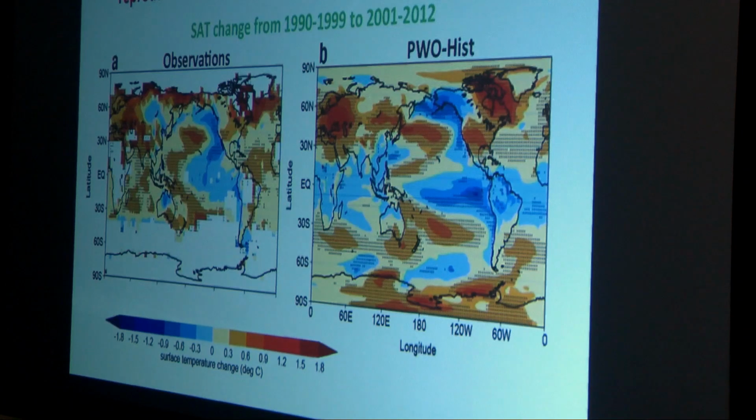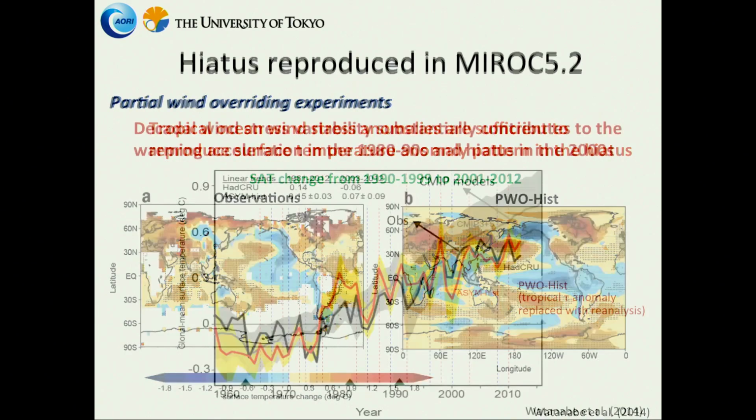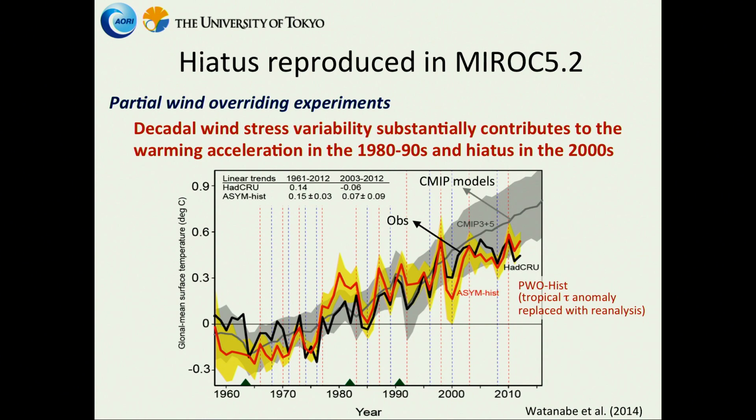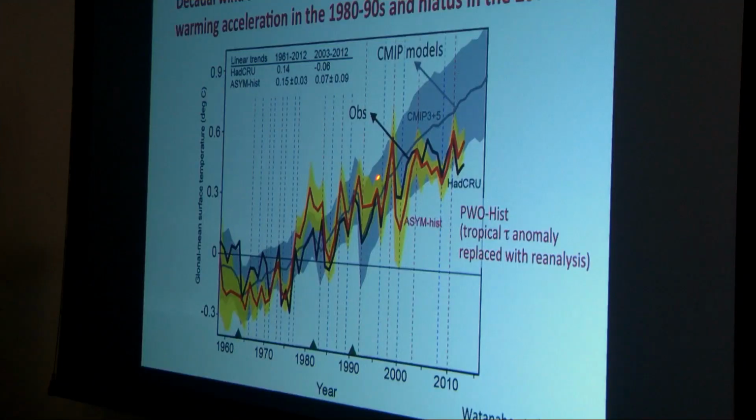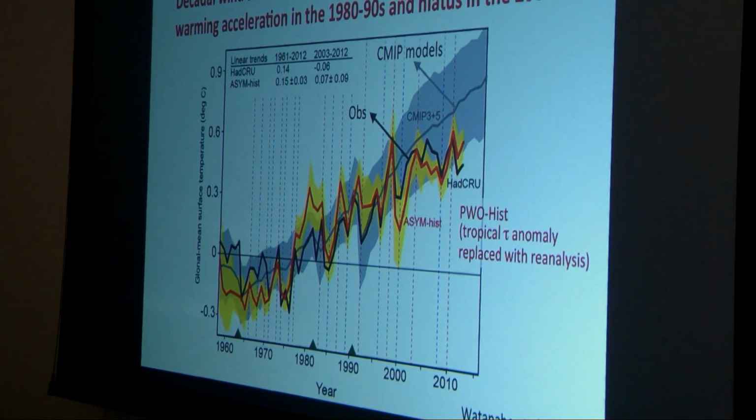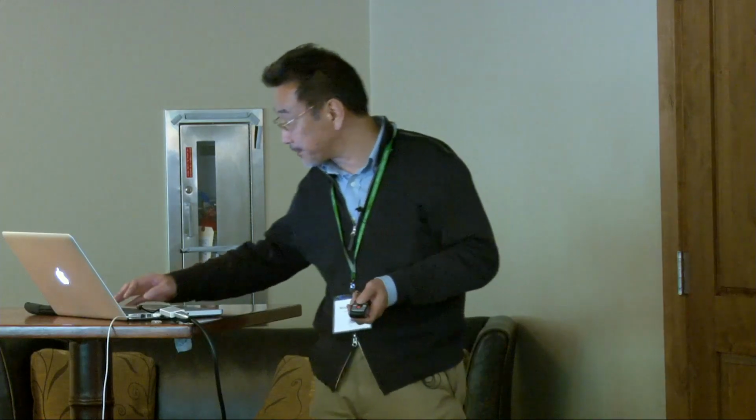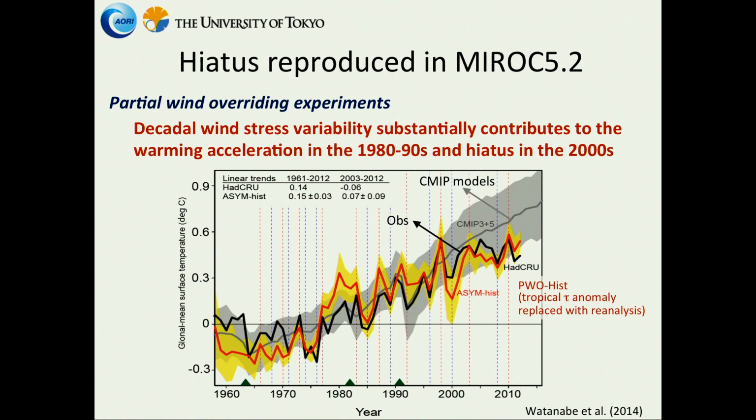So this is the spatial distribution, and then this is the global average. Observation is black, red is the wind pacemaker experiment, and then these are the CMIP models. So, including the interannual variability, the Pacific wind stress seems to be able to dictate the simulated model global mean air temperature.